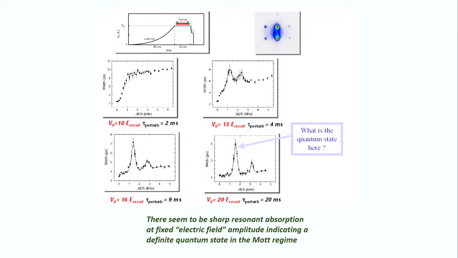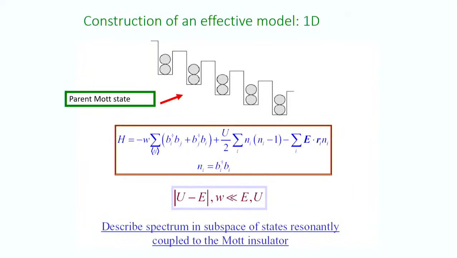And it turns out that in the Mott phase, there is a sharp resonant absorption at fixed electric field amplitude, that is at the fixed perturbation amplitude, which is a signature of transition between definite quantum states. Okay. So this is something that this tilted lattice does. So one can try to think about why this is the case, what happens in the Mott phase.